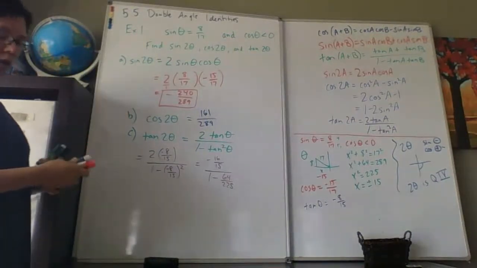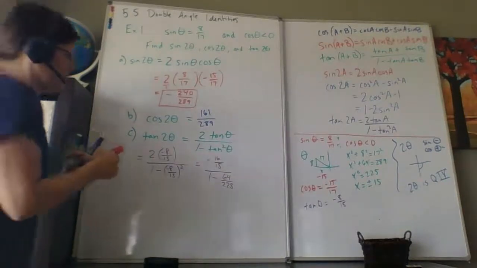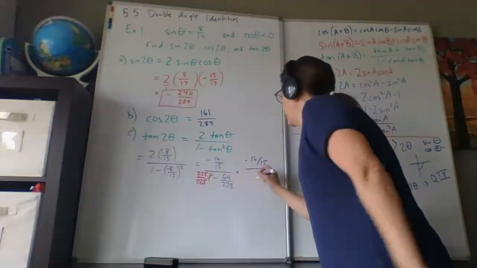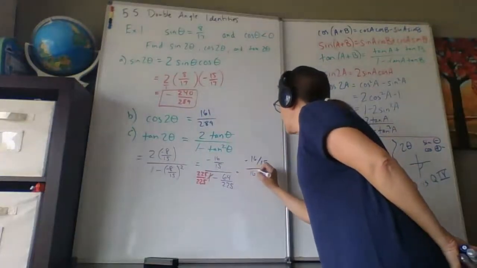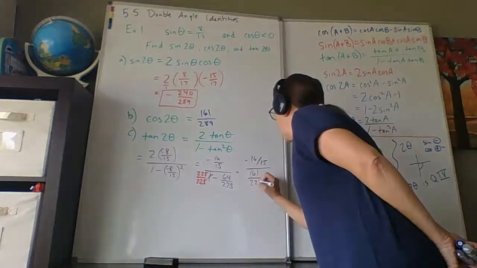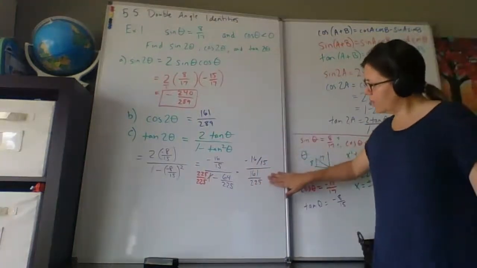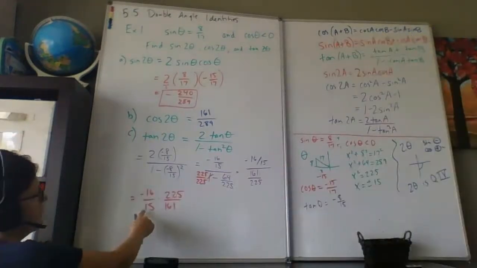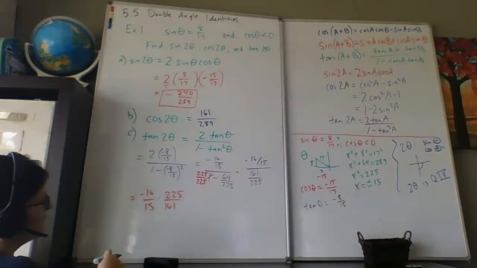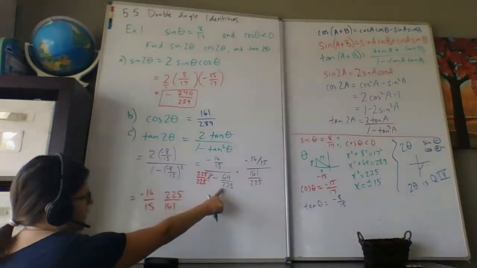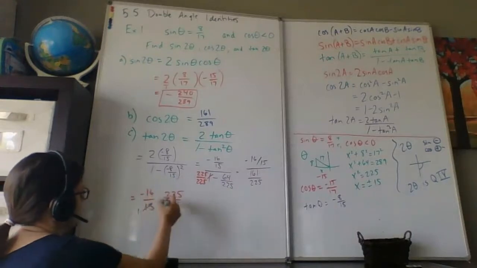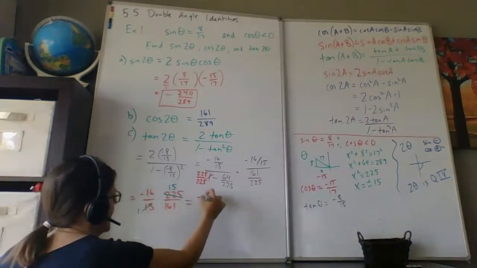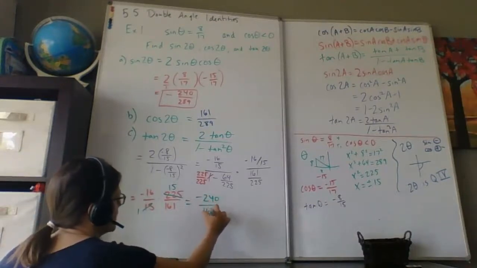Now let's write the 1 as 225 over 225 to be able to subtract. So in the denominator, we end up with 161 over 225. Now that we have a fraction divided by a fraction, we will flip the denominator and multiply. So 15 goes into 225 15 times, since that's where the 225 came from, was 15 squared. And now we can multiply straight across to get negative 240 over 161.